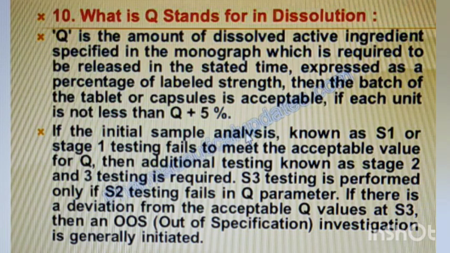If the initial sample analysis, known as S1 or stage 1 testing, fails to meet the acceptance value for Q, then additional testing known as stage 2 and 3 testing is required. S3 testing is performed only if S2 testing fails in the Q parameter. If there is a deviation from the acceptance Q value at S3, then an out of specification investigation is generally initiated.